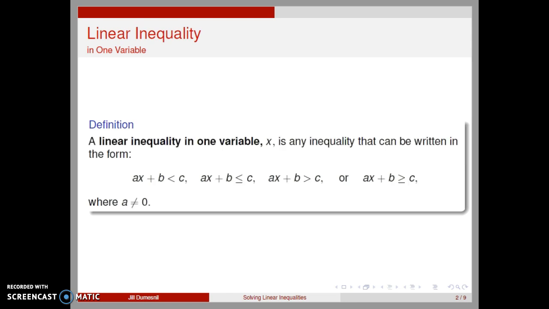A linear inequality in one variable x is any inequality that can be written in one of the four forms: ax plus b less than c, ax plus b less than or equal to c, ax plus b greater than c, or ax plus b greater than or equal to c, where in any of these a is non-zero.